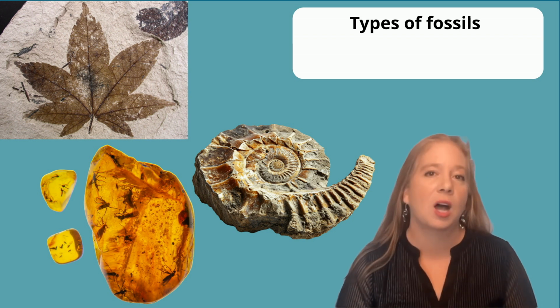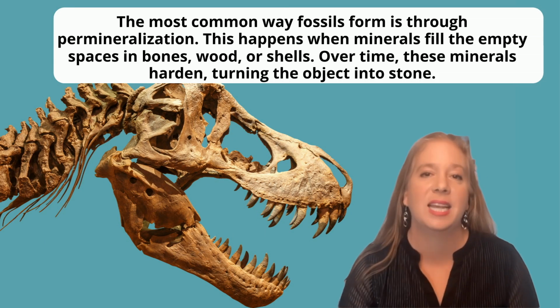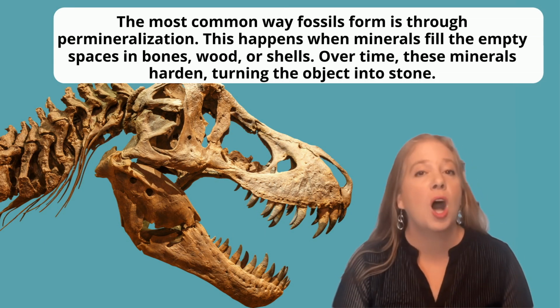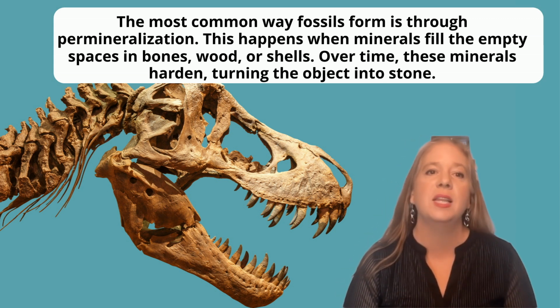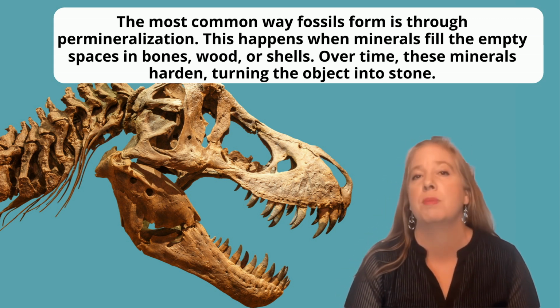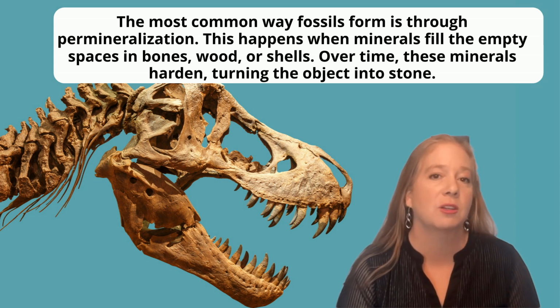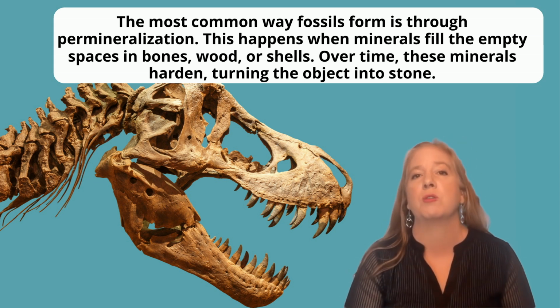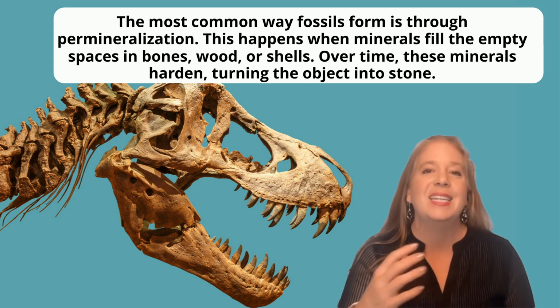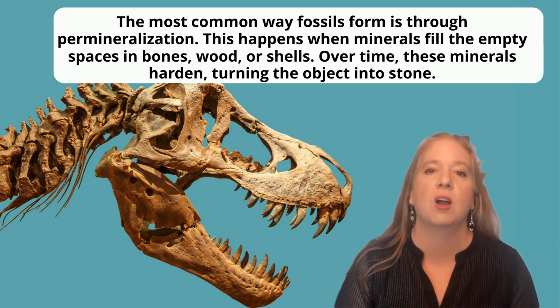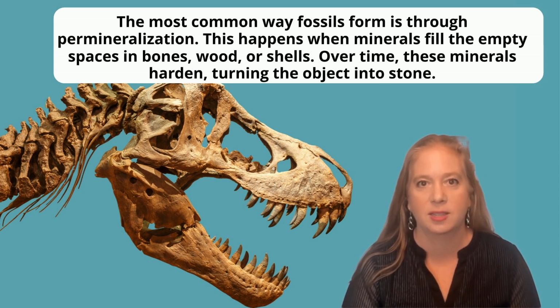The first type we'll talk about is permineralization. Now, this is the most common way fossils form, and this happens when minerals fill in the empty spaces in bones, wood, or shells. And over time, these minerals harden, turning the object into stone. Dinosaur bones and petrified wood are great examples of this process.